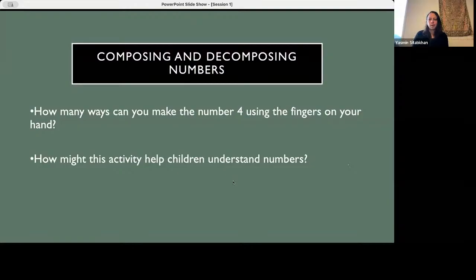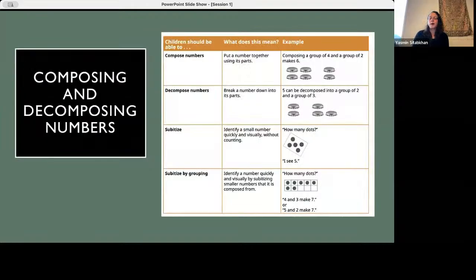Okay. So what do we know about composing and decomposing numbers? Basically, children should be able to compose numbers, which again is putting a number together using its parts. So knowing that if you have 6, you can compose a group of 4 and a group of 2, and that makes 6. And likewise, they should be able to decompose numbers, right? So that means breaking a number down into its parts. So you can take 5 and you can decompose it into a group of 2 and 3.